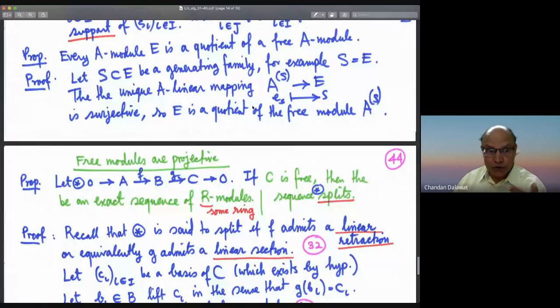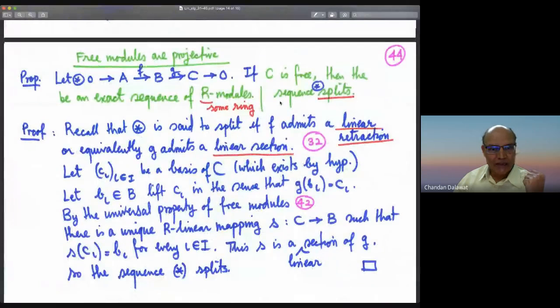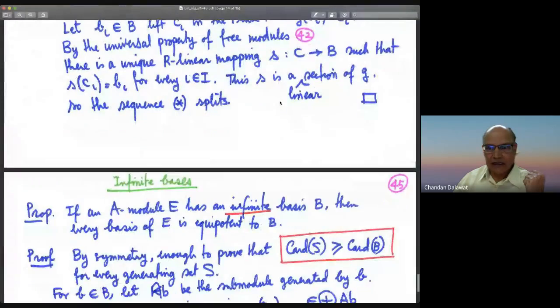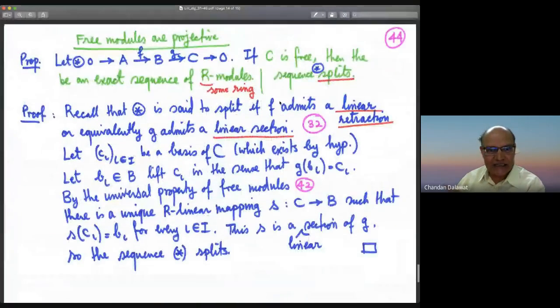So every A module is a quotient of a free A module, okay? And I have only 2 more slides, so I'll just take 2 more minutes. This one says that if I have a short exact sequence A, B, C in which C is free, then such a short exact sequence always splits.